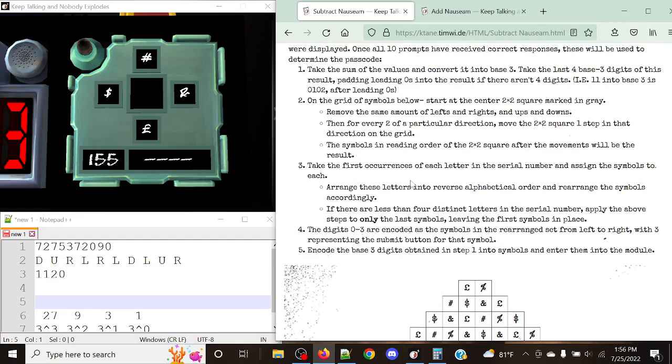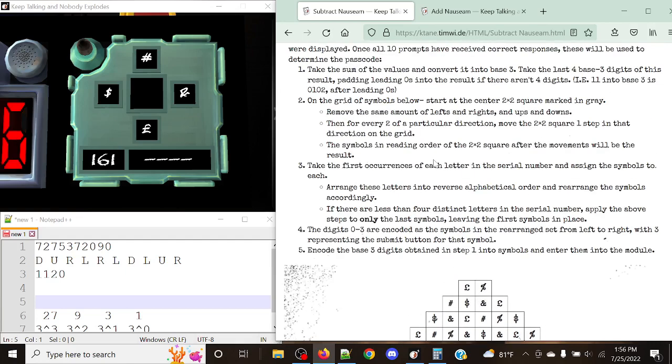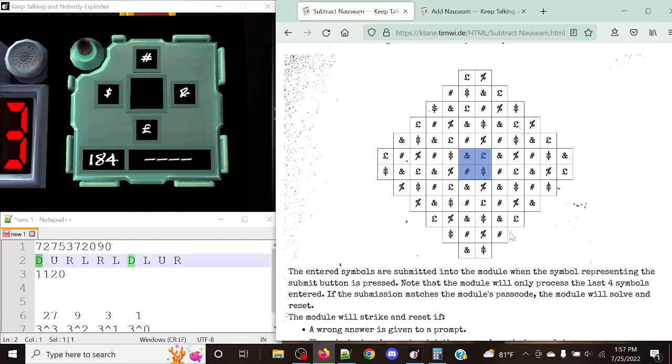Now what we need to do here is, on the grid of symbols below, we're going to start with the 2x2 square marked in gray, which is going to be here. And what's going to happen is we're going to remove the same amount of lefts and rights and ups and downs, or simply focus on how many times the lefts and rights occur. Essentially we need to note down 2 of every particular direction. We're going to move the 2x2 square 1 step in that direction in the grid. So in this case, down, we're going to move down 1 space.